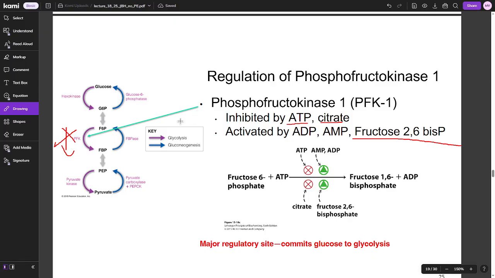On the other hand, if we have low levels of ATP, we're going to have higher levels of ADP and AMP, and those are going to act as activators, which makes sense. So ADP and AMP are activators of it.